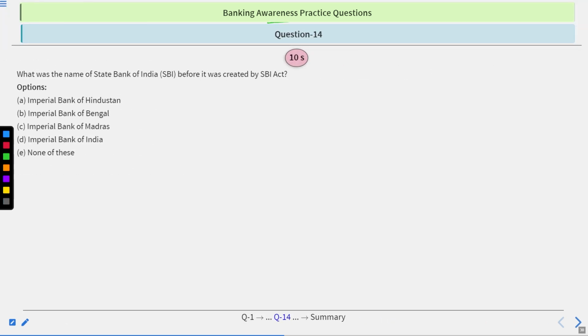Now the question number 14. What was the name of State Bank of India before it was created by the SBI Act? Imperial Bank of Hindustan, Imperial Bank of Bengal, Imperial Bank of Madras, Imperial Bank of India, none of these. To answer this, again you have 10 seconds. Your time starts now.